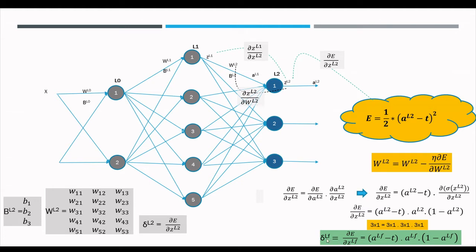So then we can generalize this, that for any layer, this delta function is, well, I guess this is for the final layer. I'm sorry, this is for the final layer. So this delta function for the final layer can be written down in the following format: it is ALF, which is L2 in this case, the final layer, minus T, which is your target, times ALF times 1 minus ALF, right? So this is true only for the final layer.